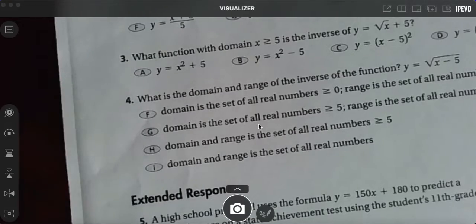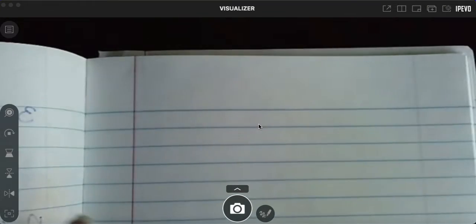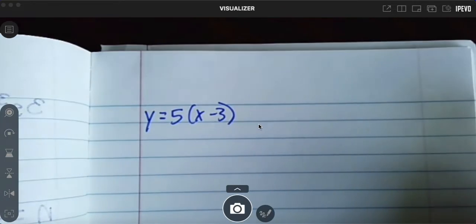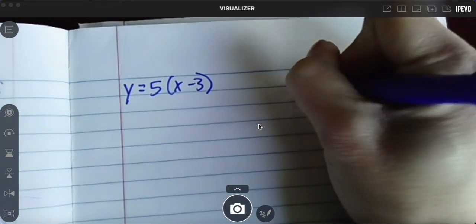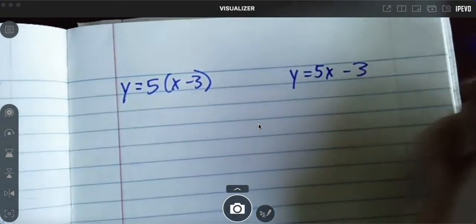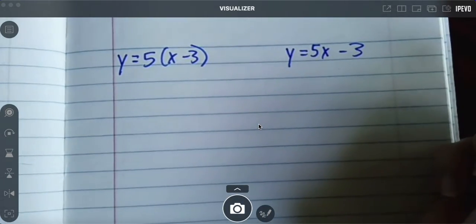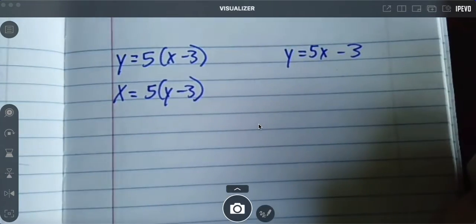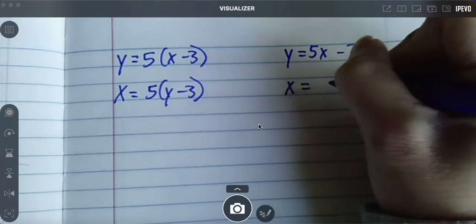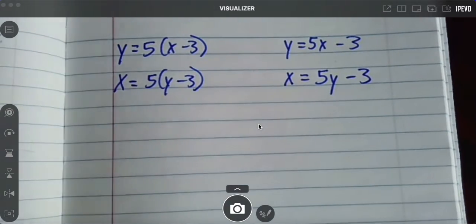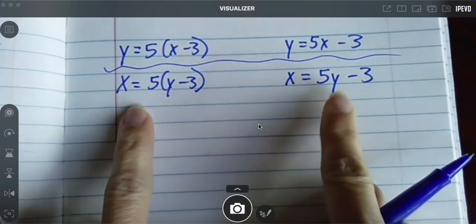Okay, number 2, the inverse of the function. I'm going to do this on a separate sheet of paper so I have some room. We have y equals 5 times x minus 3. And y'all, there's 2 ways to do this. You could distribute it if you want to. And then of course we're going to switch them. When I'm finding the inverse, either way we'll get the right answer. You have to flip to get the inverse, and then you have to solve for y. So this is the same thing.